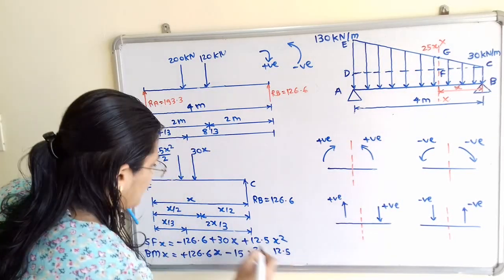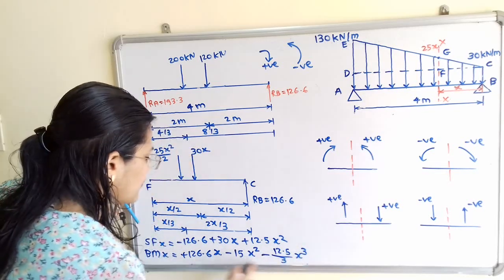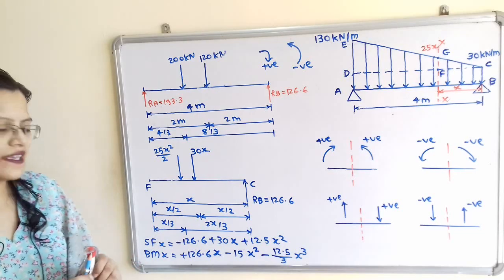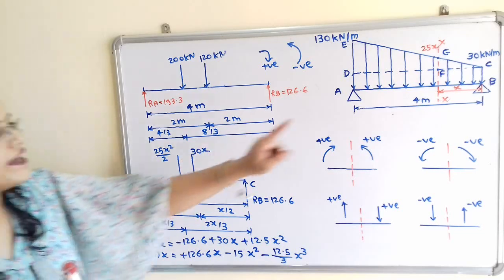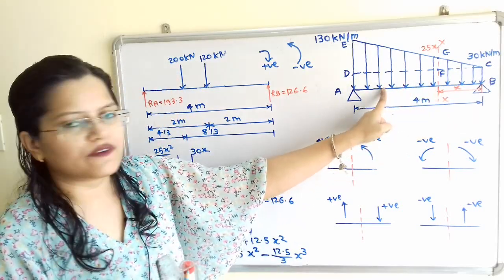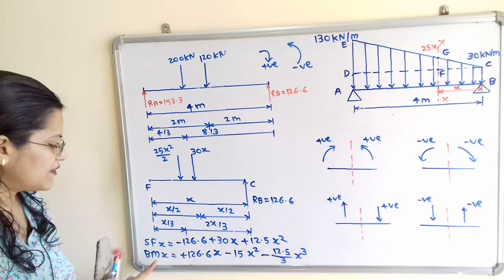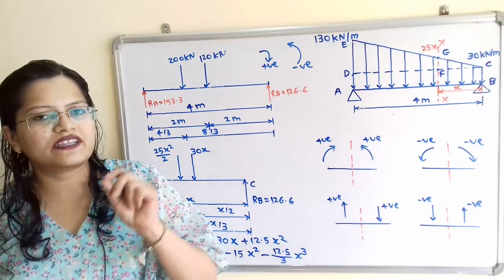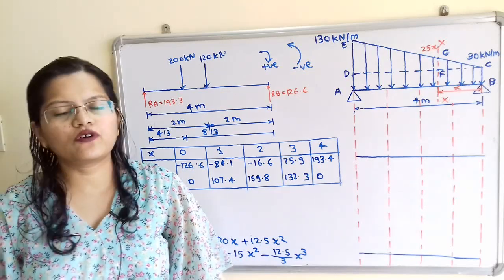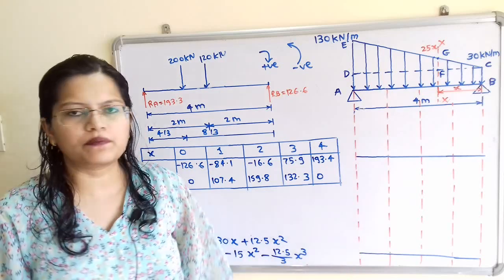12.5 by 3x cube. So this is the formula to calculate bending moment at any distance x. So we can put the value of x is equal to 0, x is equal to 2 meter, x is equal to 3 meter, x is equal to 4 meter, and we will calculate the values of bending moment at different points.